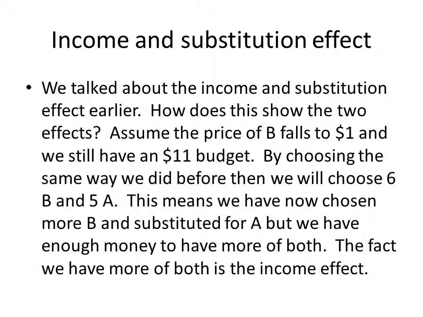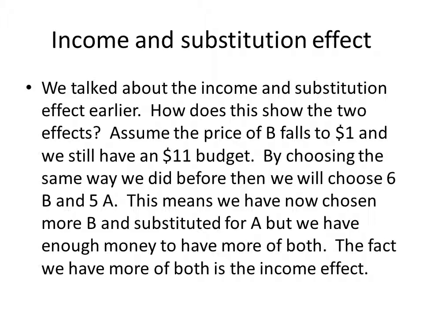Also, how does this relate to the income and substitution effect that we discussed earlier in a previous chapter? Well, the substitution effect says if a product gets cheaper, we'll substitute away from the more expensive product to the cheaper product. On the other hand, the income effect says if the price of something goes down, then we have more real income. In other words, we're probably able to buy more of maybe both.